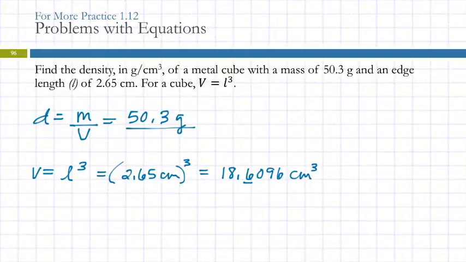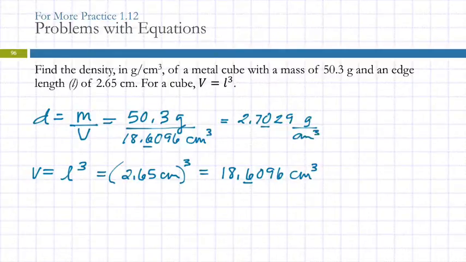So there's my volume. I'm going to put that into my equation, 18.6096 cubic centimeters. Underlining the 6 to remind myself that number only has 3 sig figs. And then I'm going to do the math, 50.3 divided by 18.6096 equals 2.7, 3 sig figs, 0, and then write down 2 extras. The units are grams per cubic centimeters, and then round, 2.70.